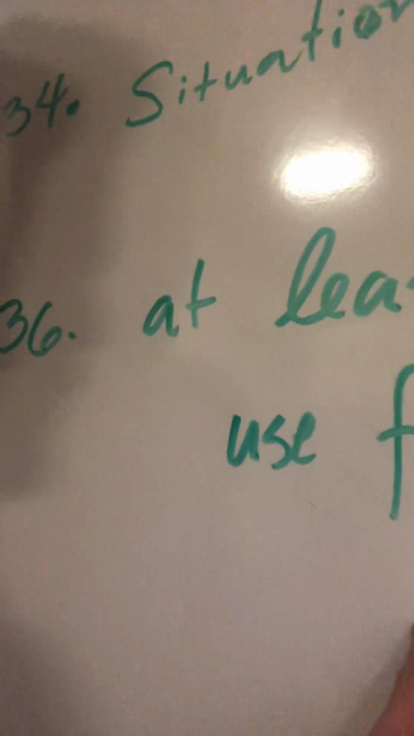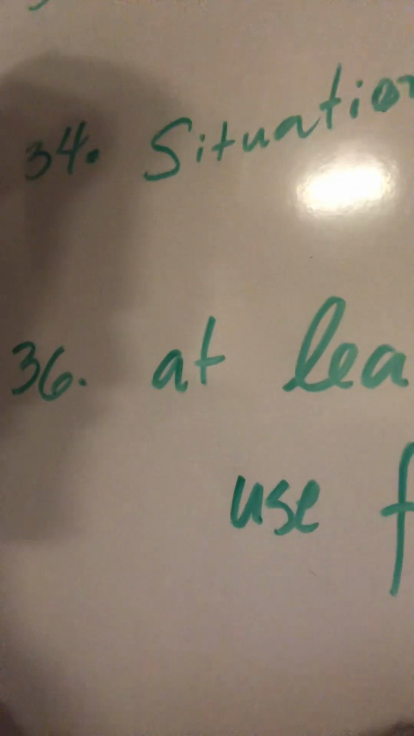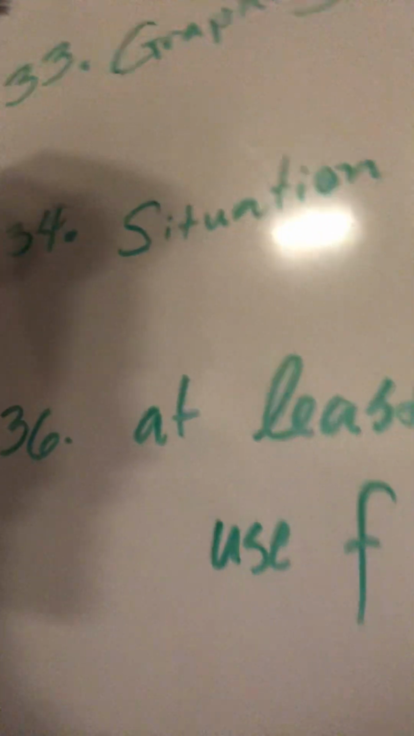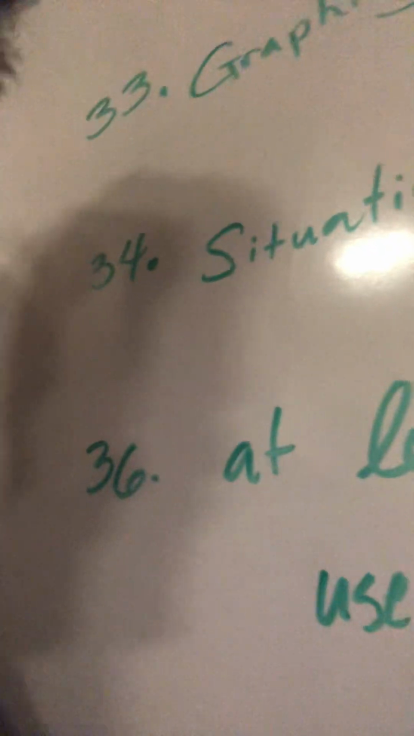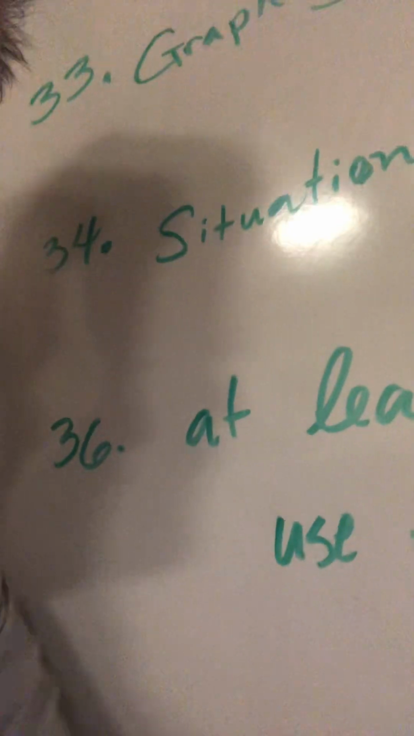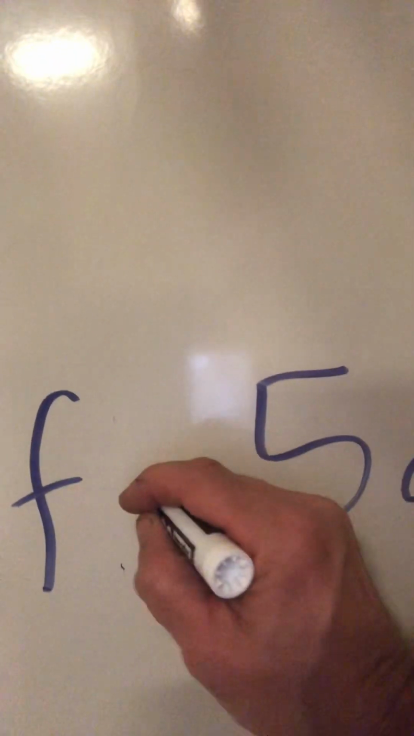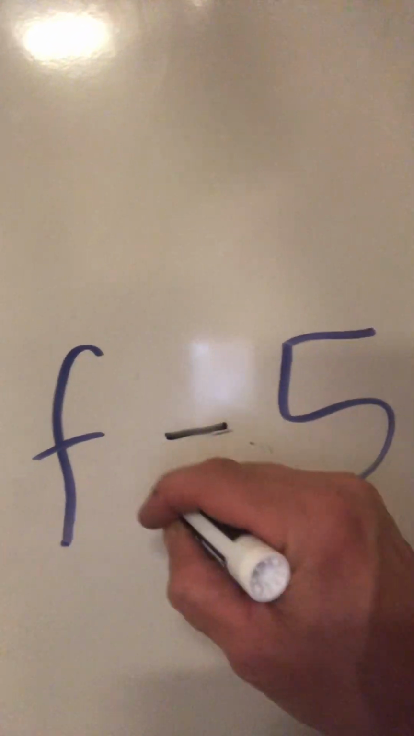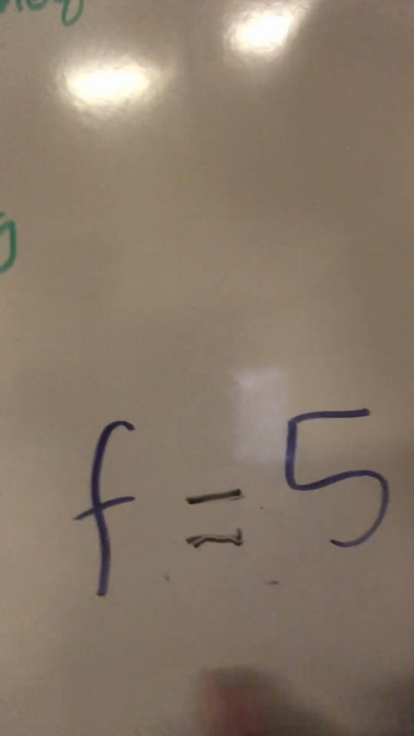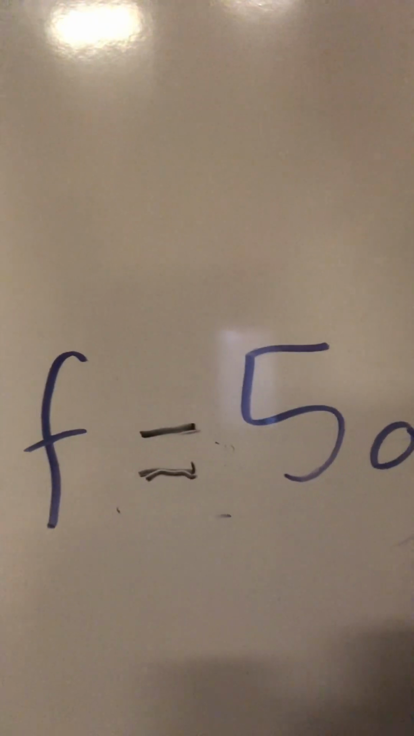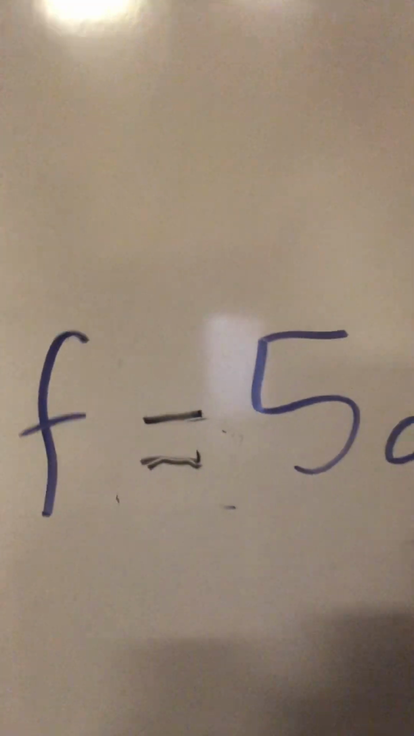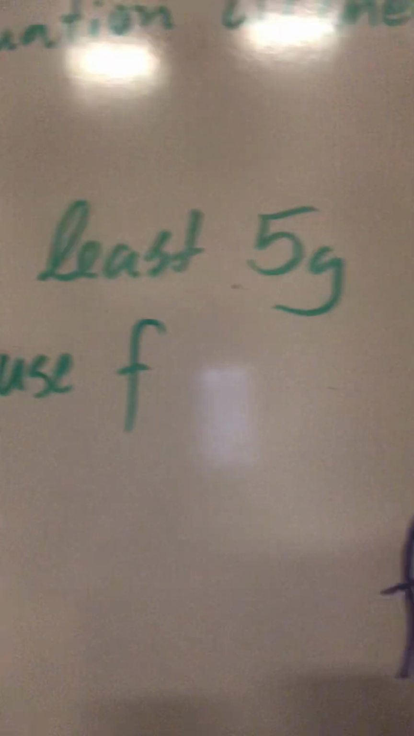Well, F is fiber. How much fiber is it? Is it equal to 5 grams? Well, it's not equal to 5 grams. If it was exactly 5 grams, you would write it down. There's 5 grams in every serving, and F is going to be equal to 5 grams every time. But no, in this case, it's at least 5 grams.